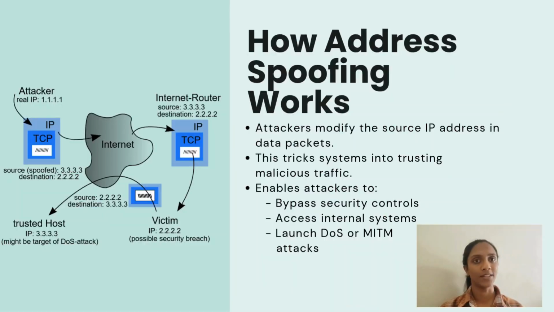How it works in one line. The attacker modifies the source IP in data packets or poisons local address mapping so devices believe the traffic is legitimate. That allows them to bypass filters, reach internal resources or launch attacks like DoS or man in the middle.